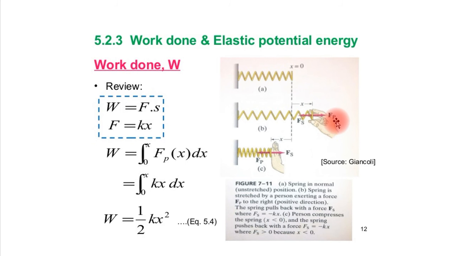So these are two forces: the force exerted by the person and the force exerted by the spring. This is the direction of the force developed within the spring, and this is the direction of extension of the spring. They are mutually opposite to each other, so the negative sign comes. F is equal to minus kx. This is the case of elongation.